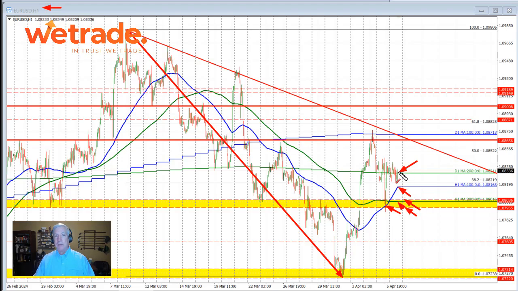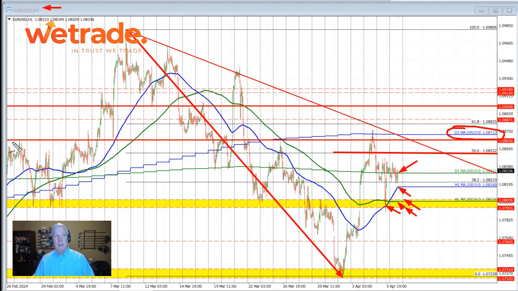Now on the top side, if we do continue to stay above the 100-day moving average, we need to get and stay above the 50% midpoint of that same move to the downside from this high right here. This is a March high to the March low. That level comes in at 1.08522. Get above that level and we start to look toward the 100-day moving average. That's this blue line right here. That level comes in at 1.08713.